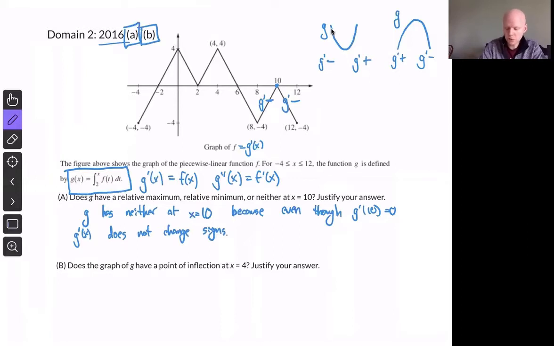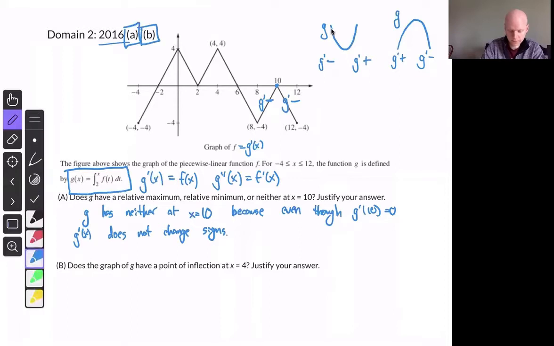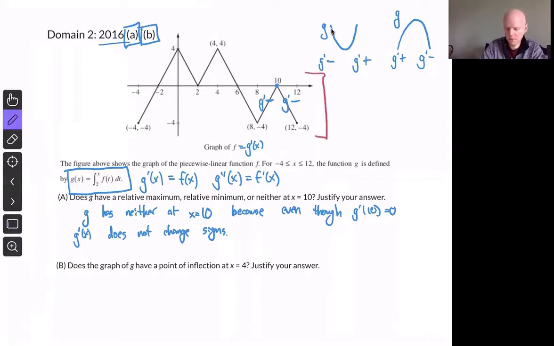If you wanted a little visual of what the graph of g might look like from this information right here, the graph of g you would expect to be decreasing because g prime is negative, have a 0 slope, and then decreasing again. But drawing this picture is not a justification. You need to justify by saying something like g prime does not change signs, or g prime changes from positive to negative, or something like that.